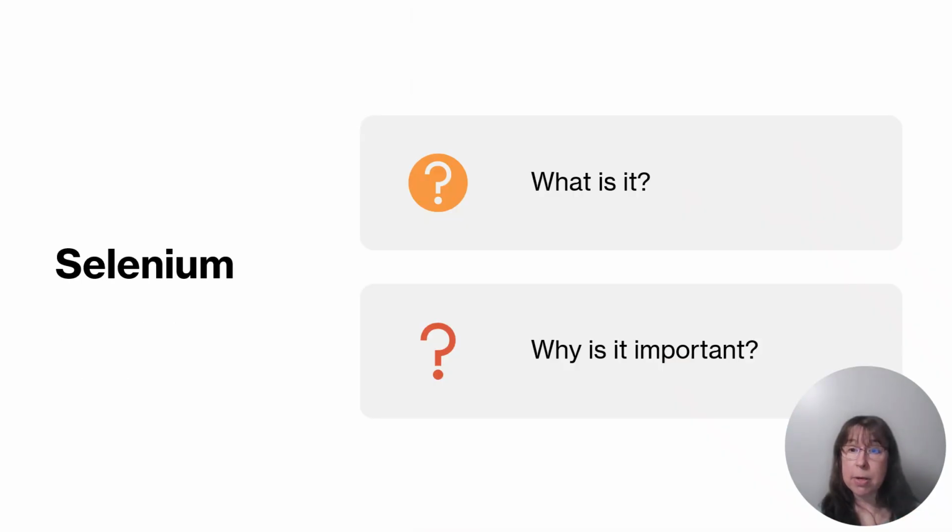Selenium is a trace mineral that is essential to several processes in the human body. Selenium is present in the soil, and humans absorb it through the foods we eat. Plants grown in areas of the world where soil naturally has lower levels of selenium translate to deficiencies in the population consuming that food.